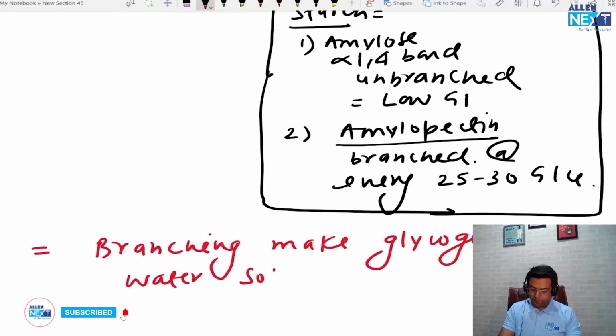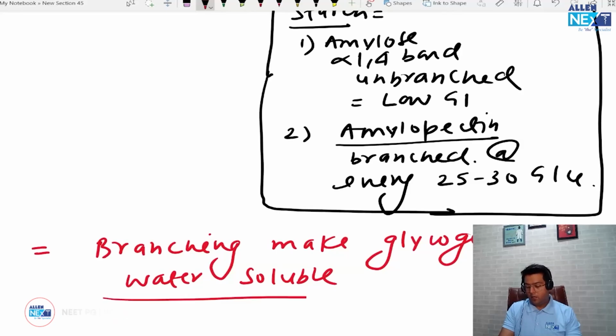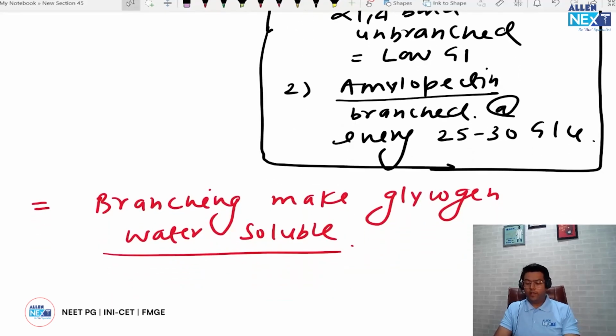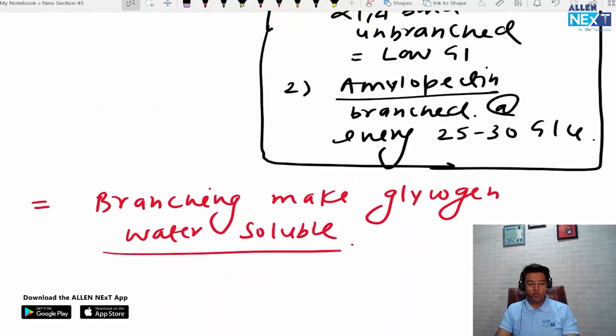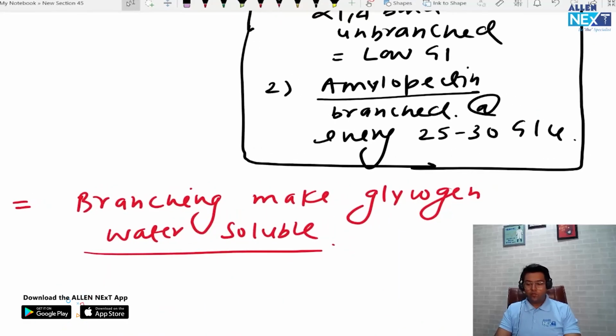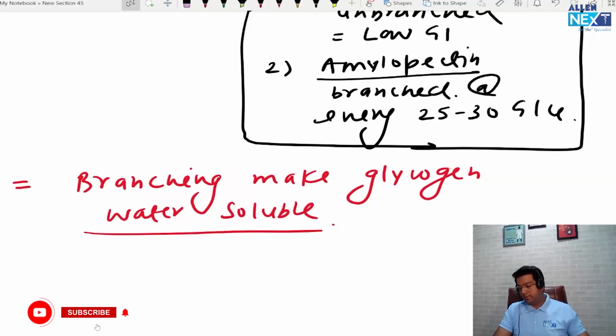Okay, it will make the glycogen water soluble. Hope you're writing, guys. You must write if you want to add something to your previous notes or to your class notes or whatever it is. Okay, so keep writing. Guys, always remember, when you write yourself, you retain much better.